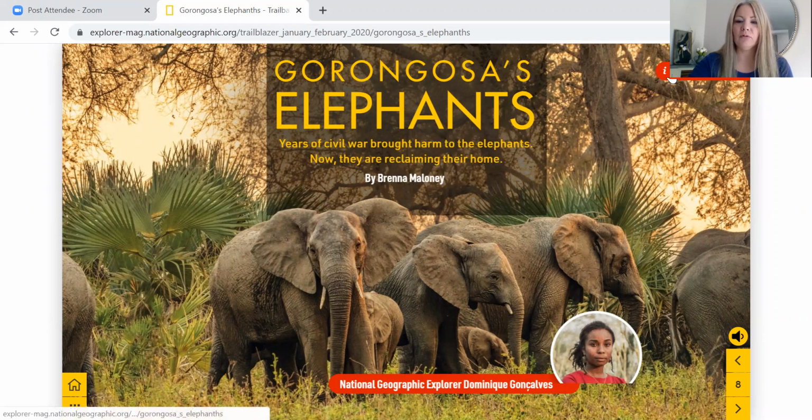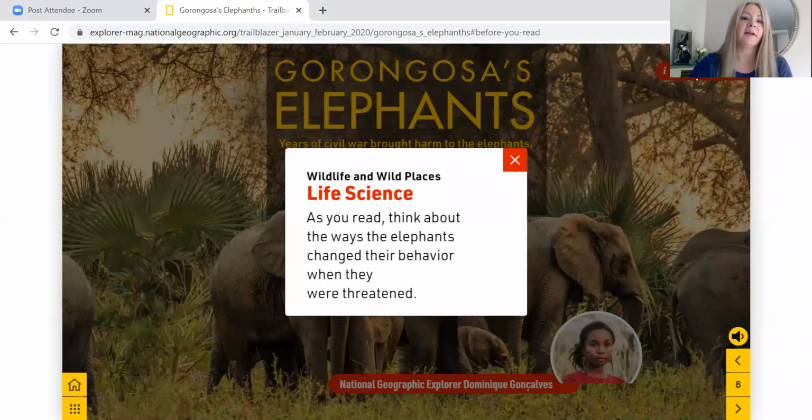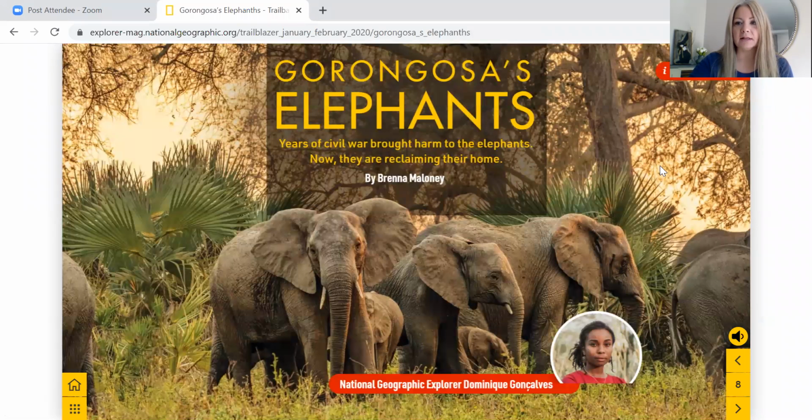And then see this thing in red up here? It says before you read. If you click on that, it tells us a little bit more. Wildlife and wild places, life science. As you read, think about the ways that elephants changed their behavior when they were threatened. And we all know that word threatened already. It means whenever you are in danger. So as we're reading, we're thinking about the ways the elephants changed their behavior when they were threatened. So that is what they want us to think about as we're reading this today.